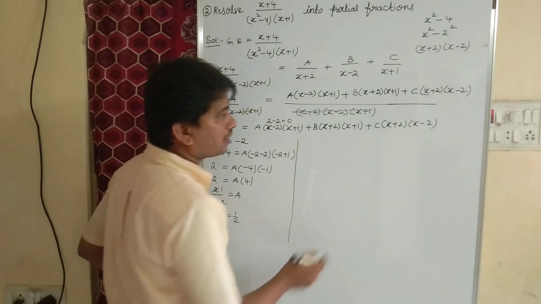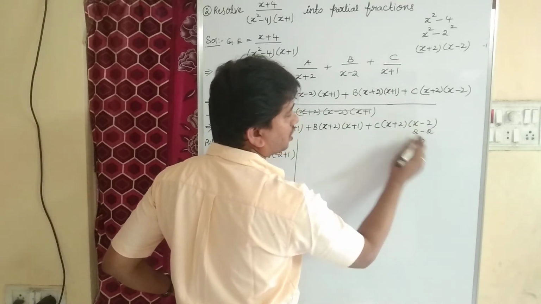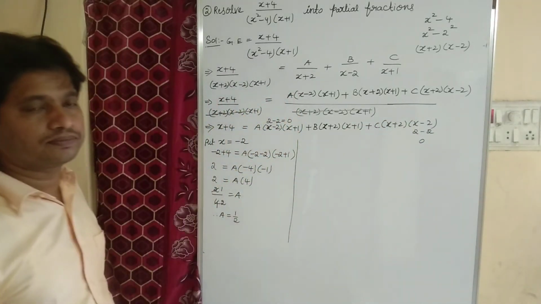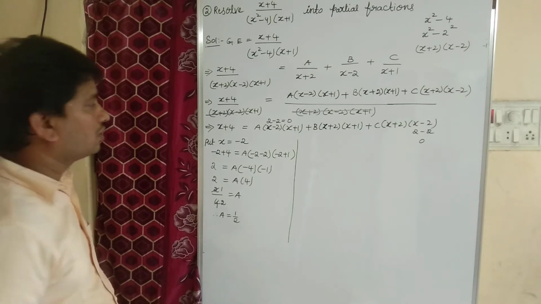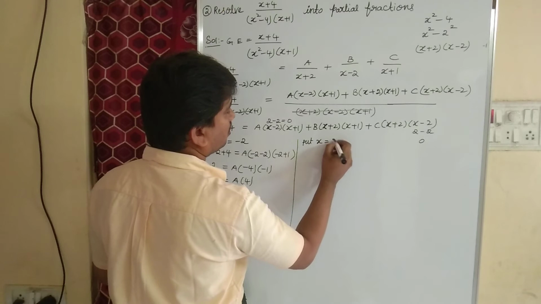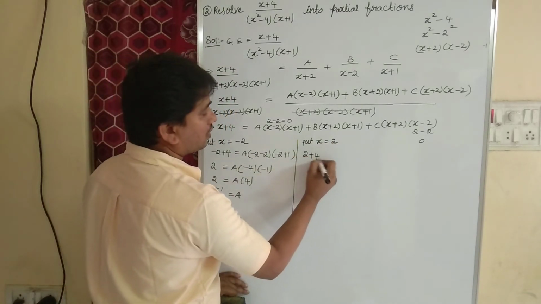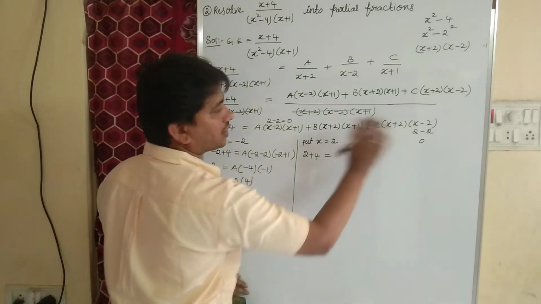Now coming to the third term also, if I substitute x equal to -2, it becomes 0 into something, 0 only. Okay. So now I want to put x equal to plus 2. So 2 plus 4, the first term and last term become zeros.